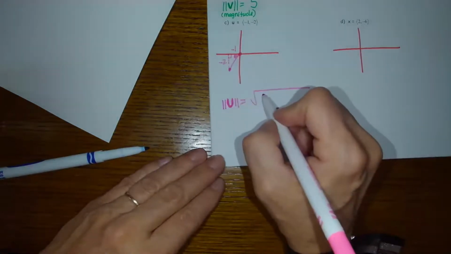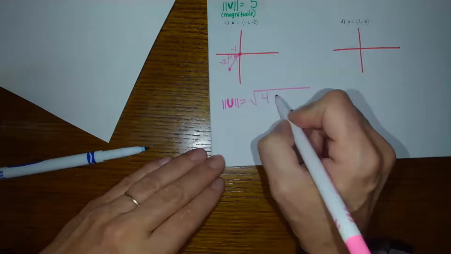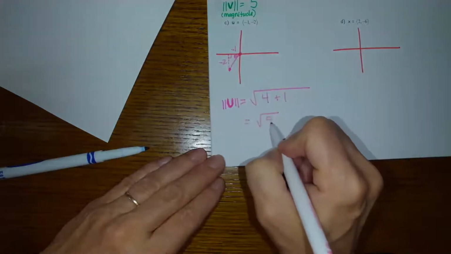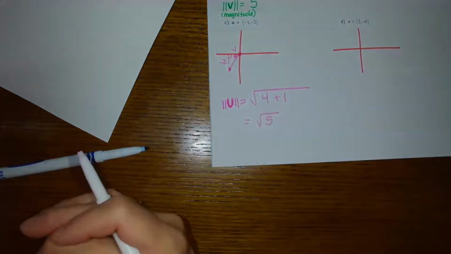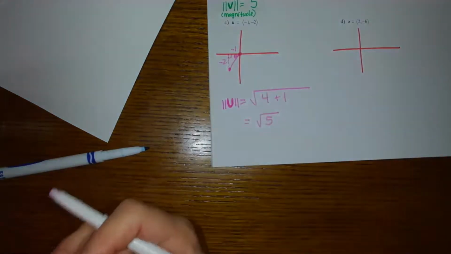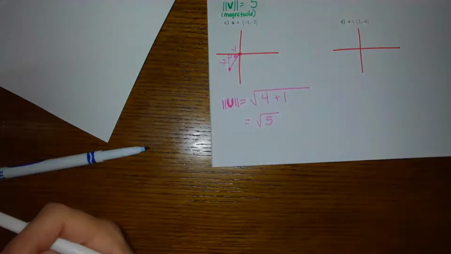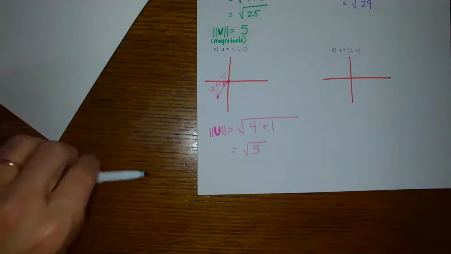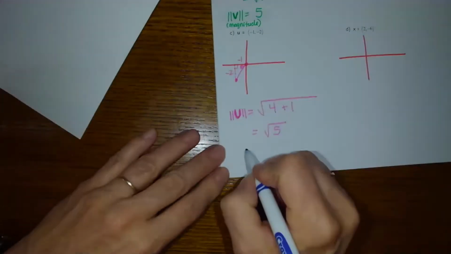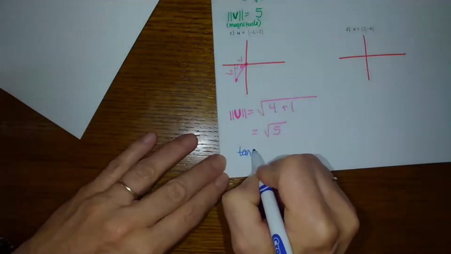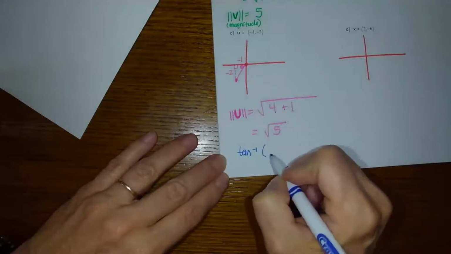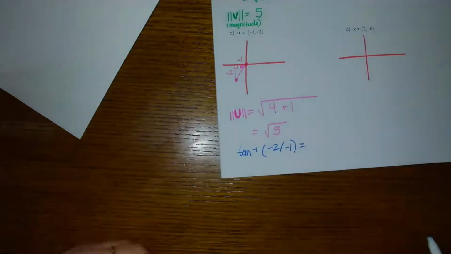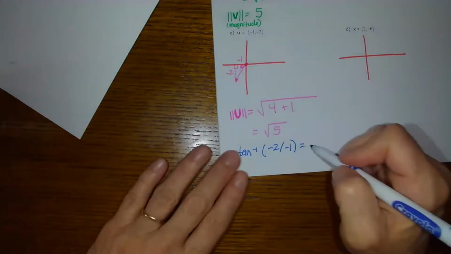What's 2 squared? 4. What's 1 squared? 1. So that is the square root of 5. Unless they tell me, I'll leave the square root. That's an exact answer. If I type it into my calculator, it's then an approximation, right? So we like radicals. Now, how are we going to find this tangent guy? So we're going to say tangent. What is it going to be this time? -2 over -1. And what do you get when you type that in?